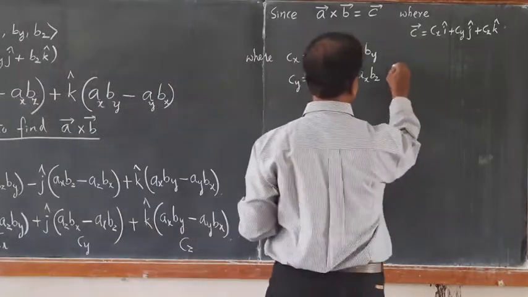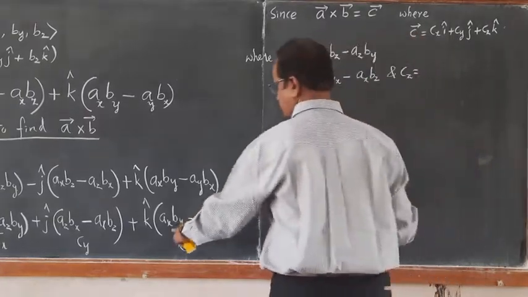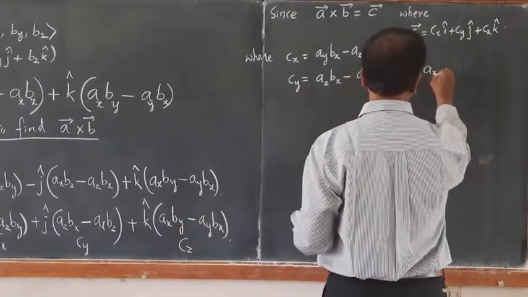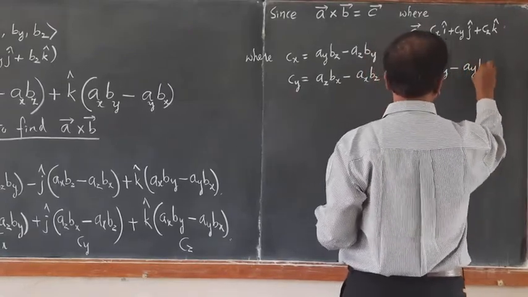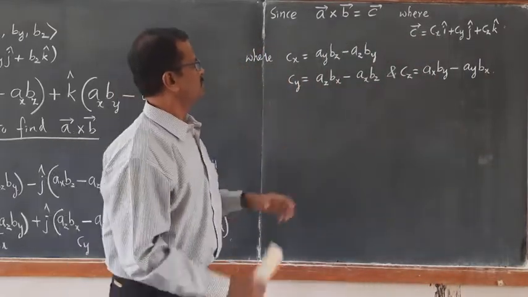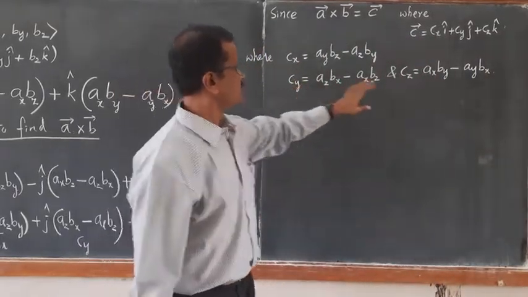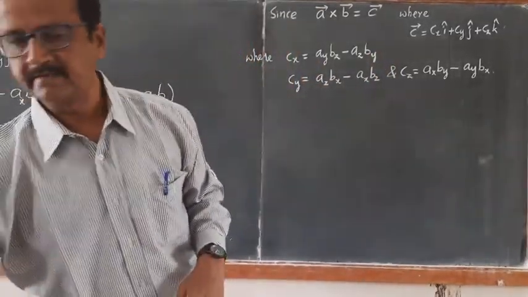And Cz becomes equal to Ax By minus Ay Bx. So this is the complete form of the vector product. So Cx, Cy, Cz are the x, y, z components of vector C.